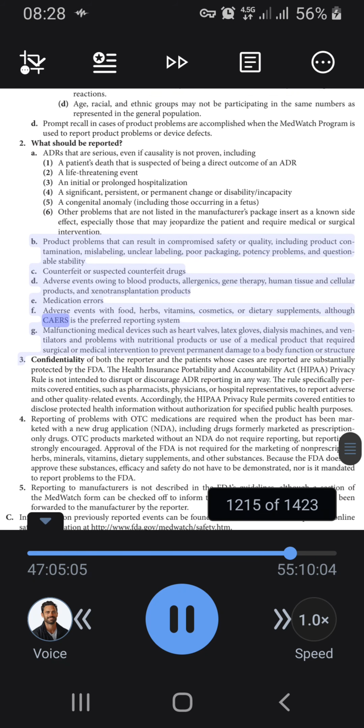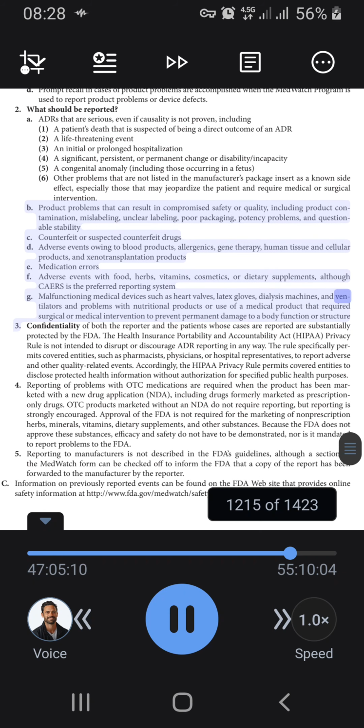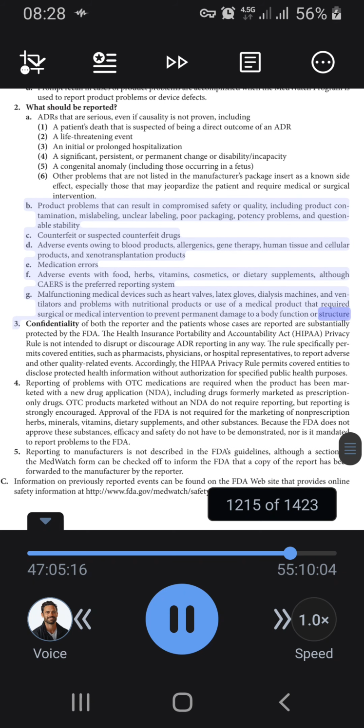although CAERS is the preferred reporting system. G. Malfunctioning medical devices such as heart valves, latex gloves, dialysis machines, and ventilators, and problems with nutritional products or use of a medical product that required surgical or medical intervention to prevent permanent damage to a body function or structure.